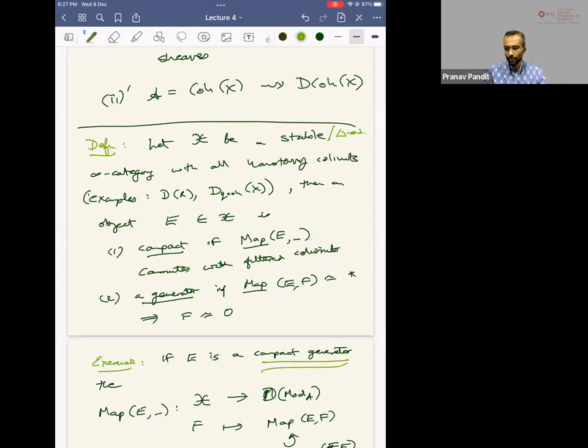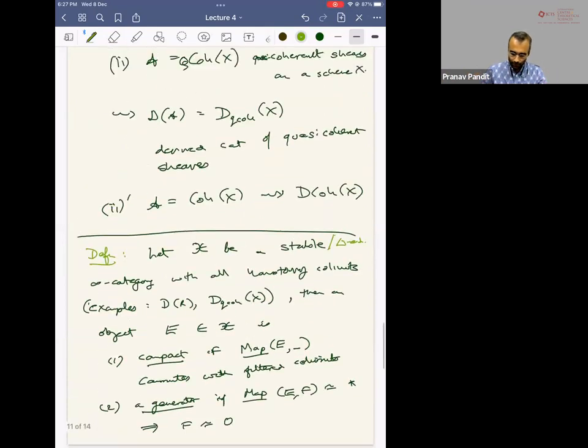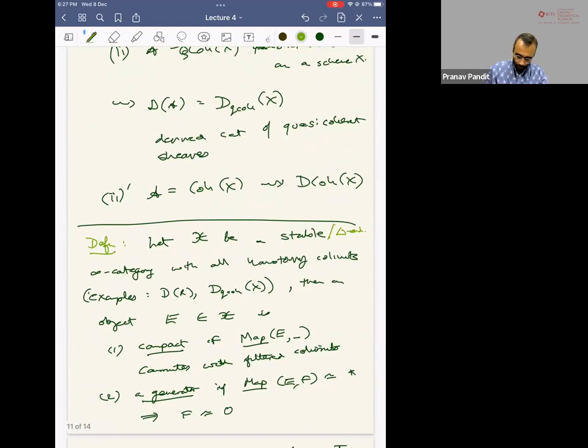Every pullback square is a pushout square and vice versa. So in particular, you have pullback pushout squares of the form x, y, z, 0. These are both pullback and pushout squares simultaneously by definition of stable infinity category. And such squares are called triangles. So x, y, z is called an exact triangle.